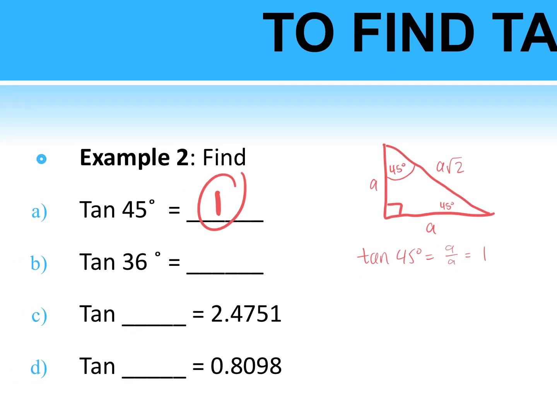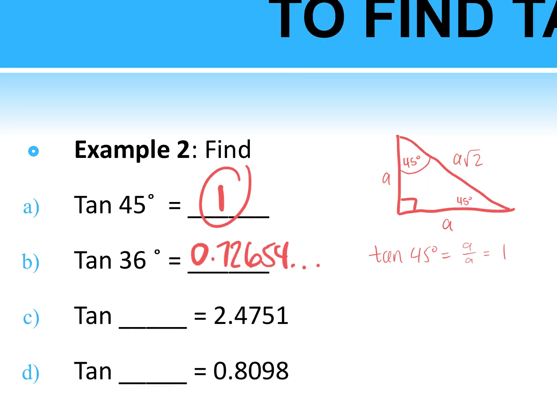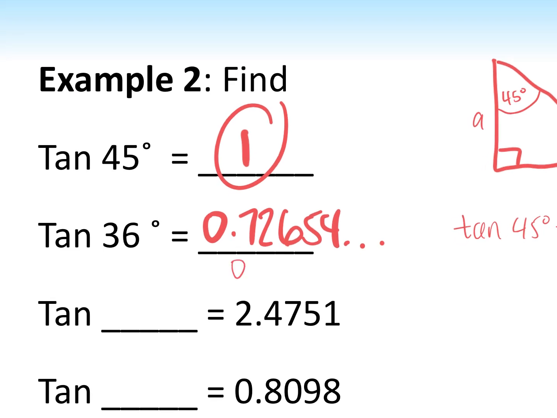Okay, now the tangent of 36 degrees, there's no way for me to show you that because it's not one of our special right triangles. This one you would be forced to use a calculator. So take out your calculator and type in tangent of 36 and you would get 0.72654. Guys, 99 times out of 100, I'm going to ask you to round to the nearest tenth, so you would get 0.7.